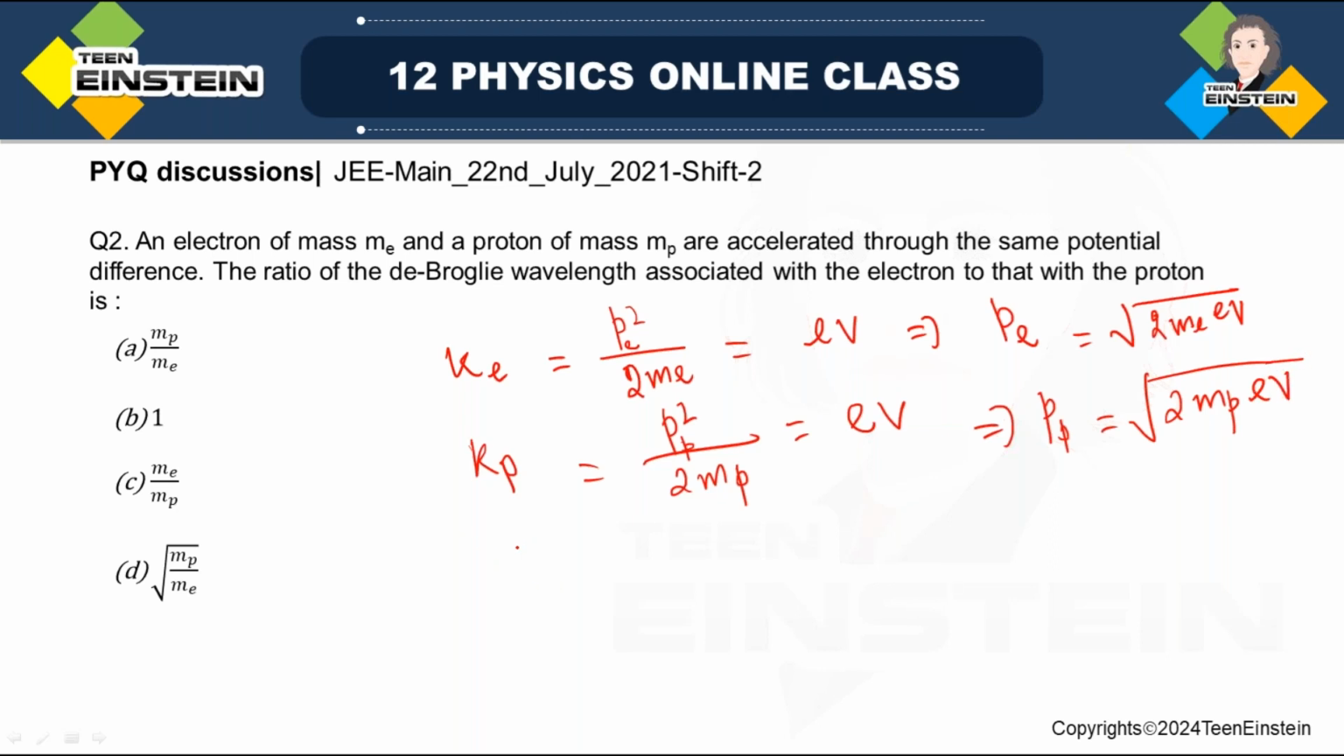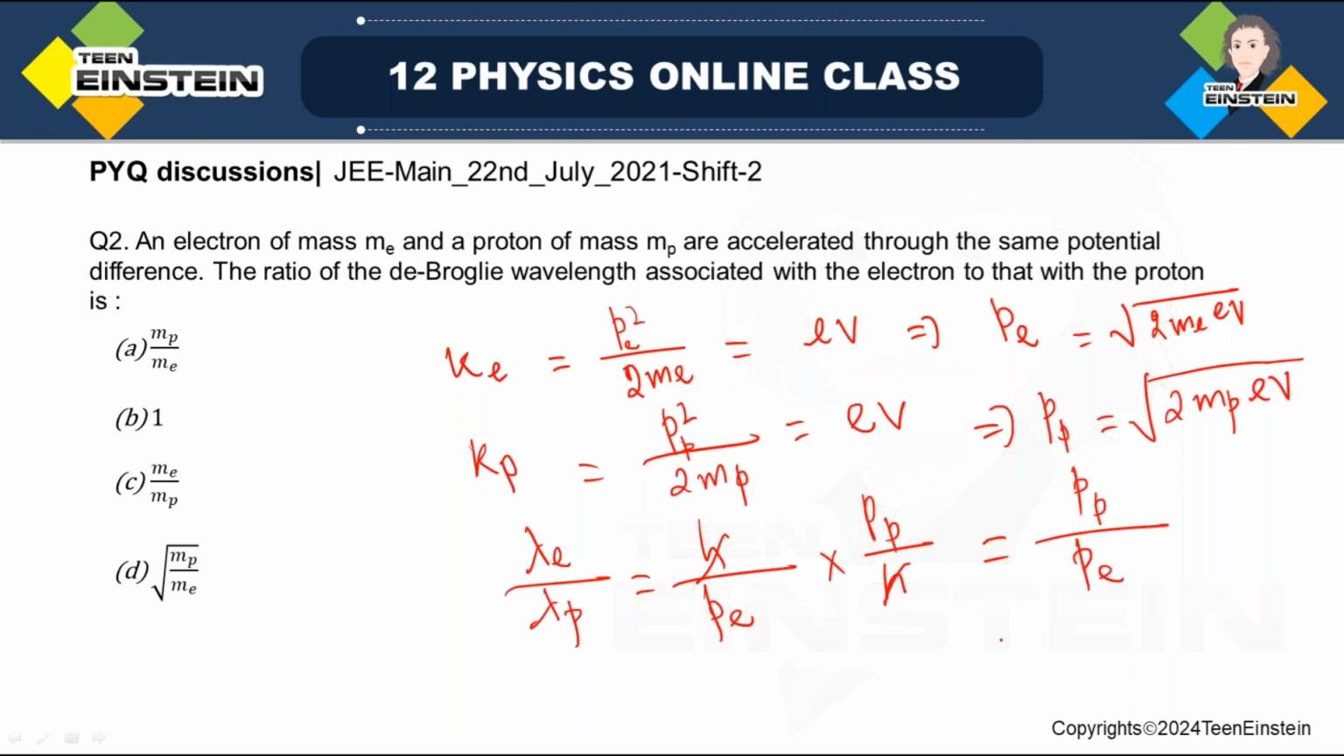So now de Broglie wavelengths: lambda electron to lambda proton will be h by p, right? So h by pe, and here it will be pp by h. So h we can strike out, and here we'll get pp by pe.